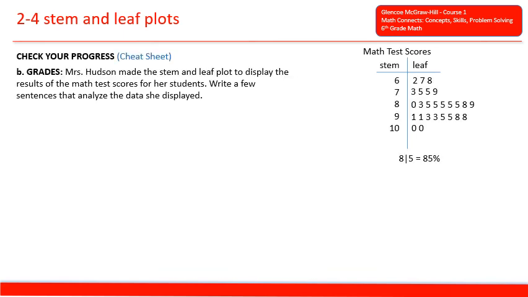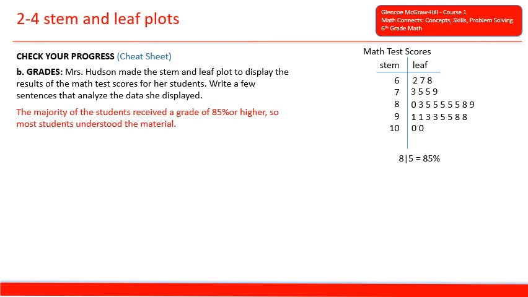Mrs. Hudson made the stem and leaf plot to display the results of the math test scores for her students. Write a few sentences that analyze the data she displayed. So we do see 8|5 equals 85%. So we know that the 6 and 2 is 62%, 67%, 68%. So we know the lowest grade was a 62. We know that the highest grade was 100, and there were 2 of those because under the stem of 10, there are 2 zeros in the leaf. So we know that's going to be 100%.